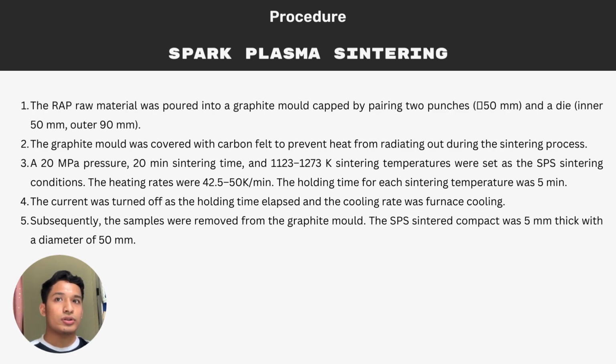Then the current was turned off as the holding time elapsed, and the cooling was furnace cooling. Subsequently, the sample was removed from the graphite mold. The SPS sintered compact was 5 mm thick with a diameter of 50 mm.